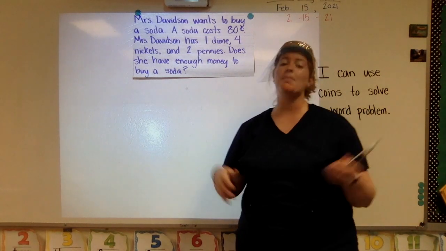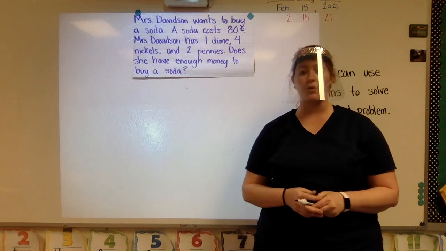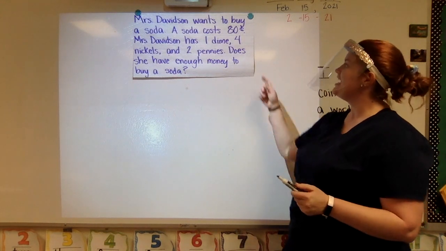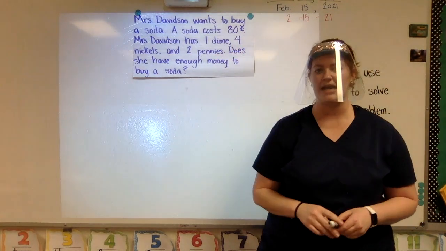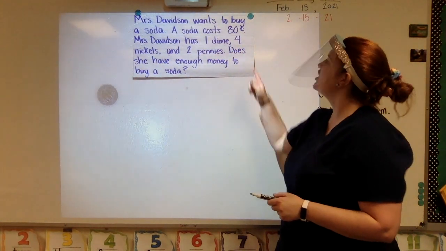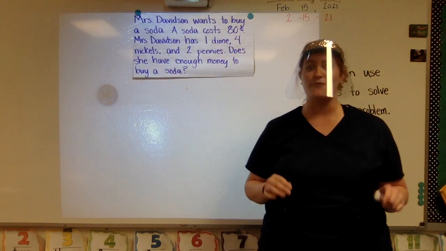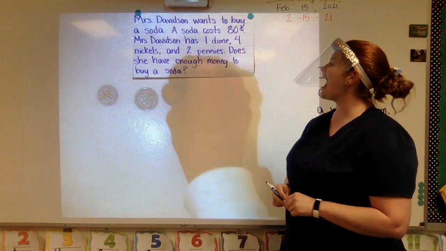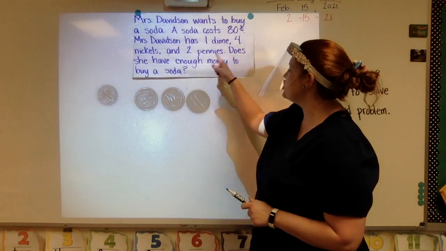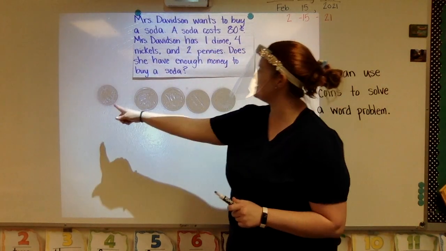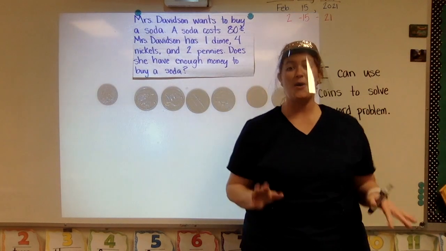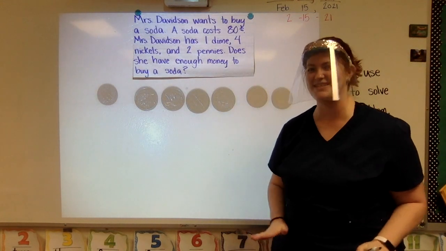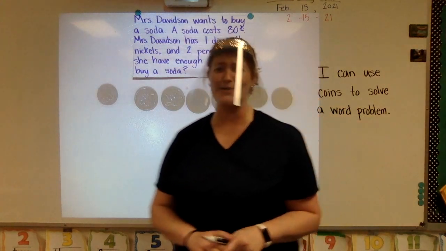So I'm going to start by building what my word problem tells me. It says 1 dime, so I'm going to build 1 dime. And then it says 4 nickels, so I'm going to put 4 nickels. That's a lot. And then 2 pennies. Okay, so I have my 1 dime, I have 4 nickels, and I have 2 pennies. Let me see how much money Miss Davidson has. I hope she has enough to get a soda.